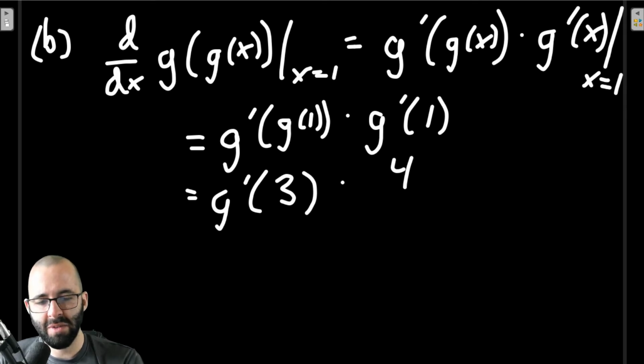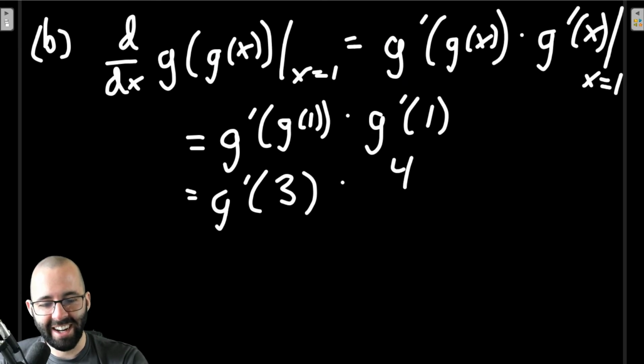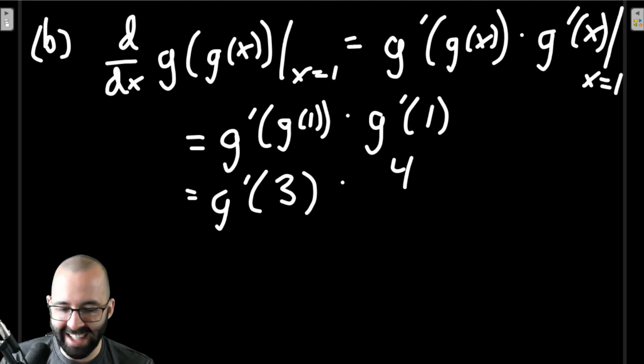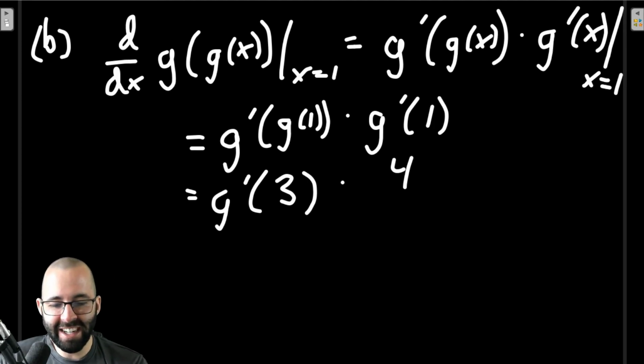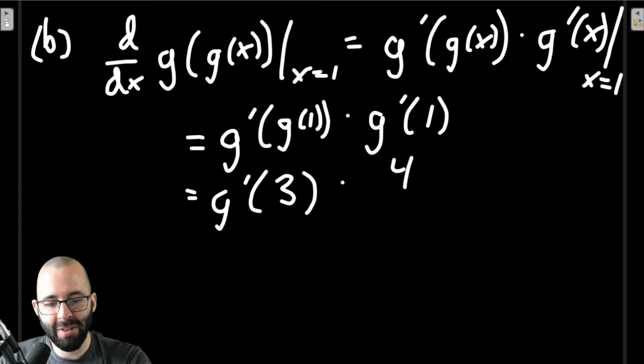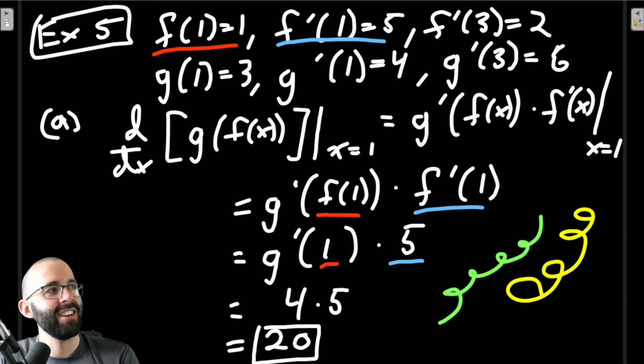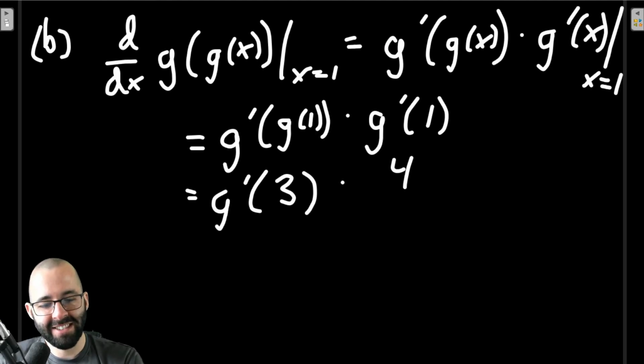Wait, do I know what g prime of 3 is? I feel like I didn't write down all the information that you need. You need to know what g prime of 3 is, right? There's no way I messed this up, right? G of 1 is 3. We have to know what g prime of 3 is. And g prime of 3, everyone, is equal to 6. That was given in the original problem. G prime of 3 is 6, so we get 6 times 4, or 24.